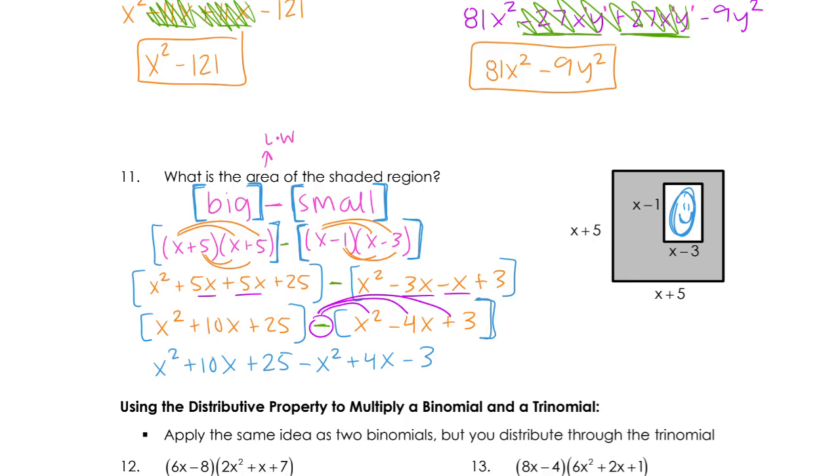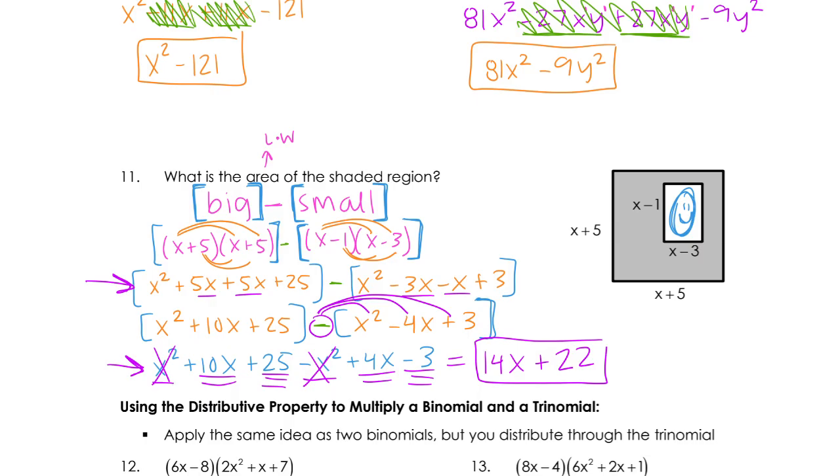Then my last final step is to combine all of my like terms now. So technically we had to combine twice. We combined right here, and then we are also combining right here as well. I see x squared and negative x squared. Those cancel completely out. I would write nothing for that. I'm running out of room, so I'm going to put an equal sign and write it over here to the right. Then I see 10x and 4x makes 14x, and then 25 and negative 3 makes plus 21. Haha, no it doesn't. It makes 22. Then that would be our final answer, 14x plus 22.